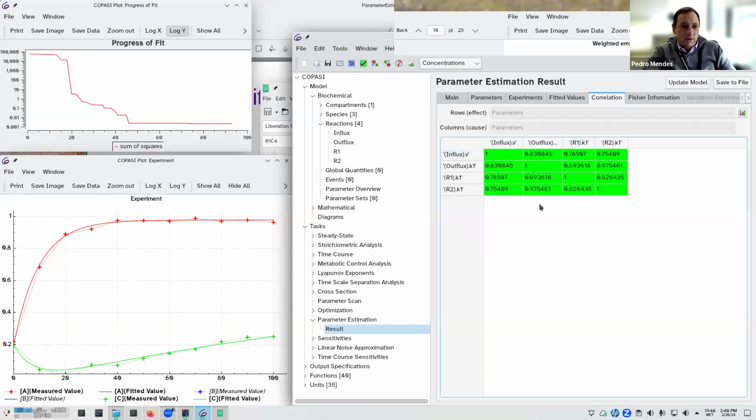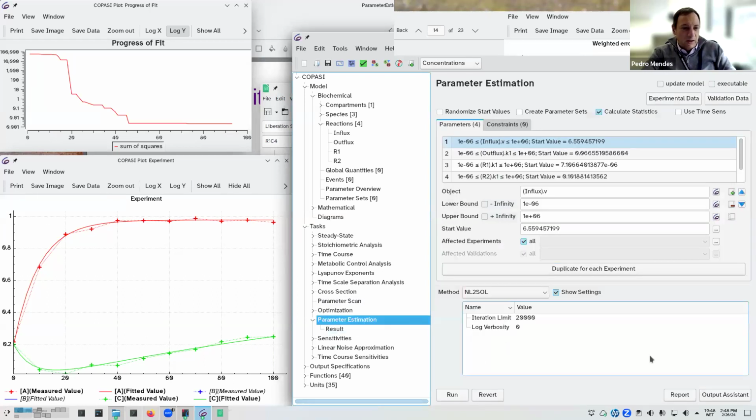This is a correlation matrix showing you how one parameter is correlated with another, etc. Ideally, they should not be correlated, but it's impossible. In a model, they always will have correlations. So that's the solution. Any questions so far?